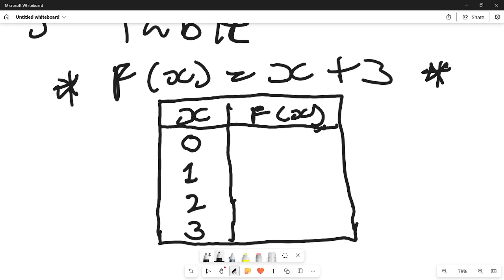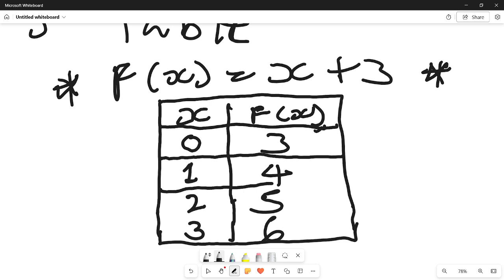So we are going to take this 0 and substitute where there's x. Then we have 0 plus 3, we get 3. Then where x is 1, 1 plus 3, we get 4. So that's the output when x is 1. When x is 2, the output is 5. When x is 3, the output is 6. So in this case, we have a table that represents our function.